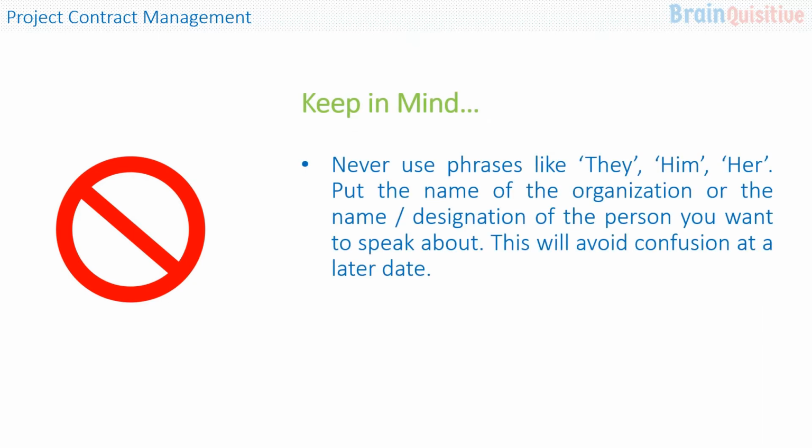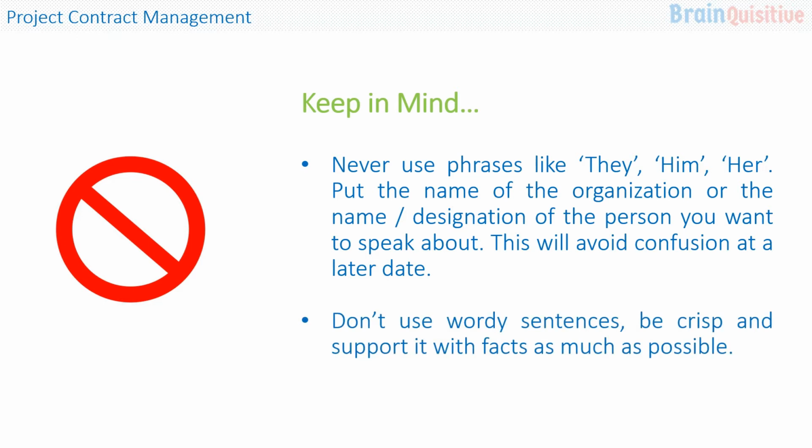Also, never use words like they, him, her. Put the name of the organization or the name or designation of the person you want to speak about. This will avoid confusion at a later date. Don't use wordy sentences. Be crisp and support it with facts as much as possible.